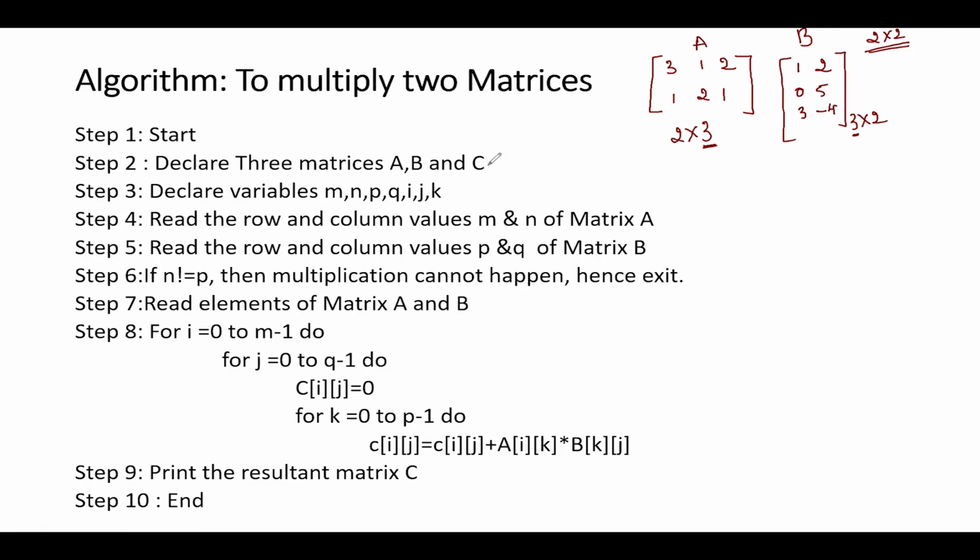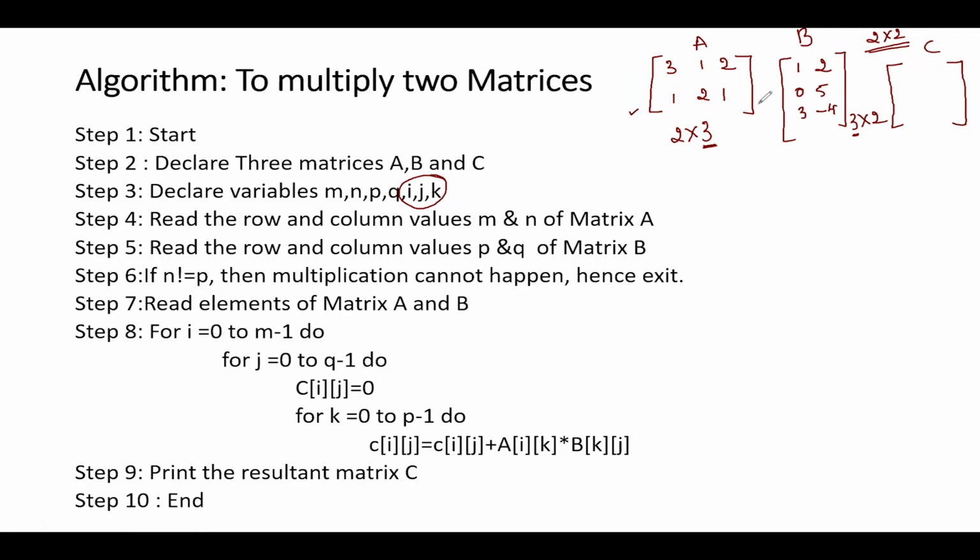First declare 3 matrices A, B and C. C is nothing but our resultant matrix. And declare the variables M, N, P, Q, I, J and K. Okay, so M, N, P, Q are going to be the row and column values of matrix A and matrix B. I, J, K are going to be the counters or variables which we are going to be using in our 3 loops. All right. Read the row and column values M and N of matrix A. Read the row and column values of matrix B, which means we are going to take a user input for A as well as B.